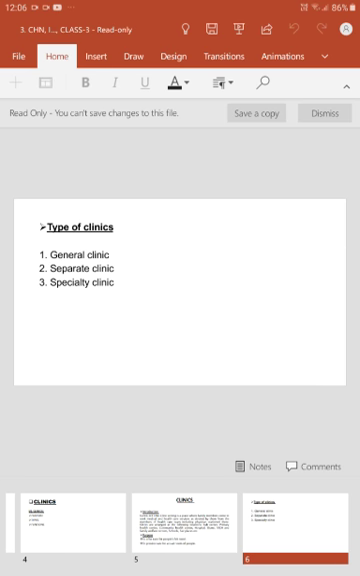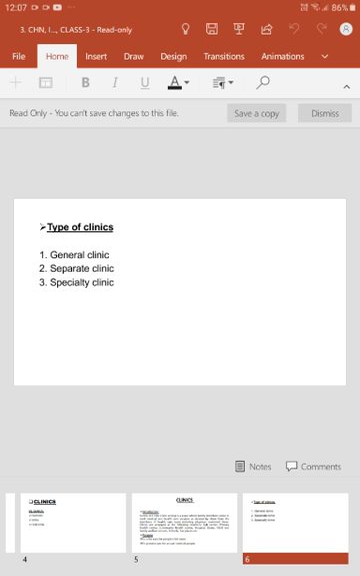So I told you already what types there are: general clinic, separate clinic and specialty clinic. The word general means to all persons, whoever needs care, maybe cardiac or respiratory, any systemic care, they get it in a general clinic. Then separate clinic means they are giving care for something like the eye. If you have any eye infection, you can go to the eye clinic.